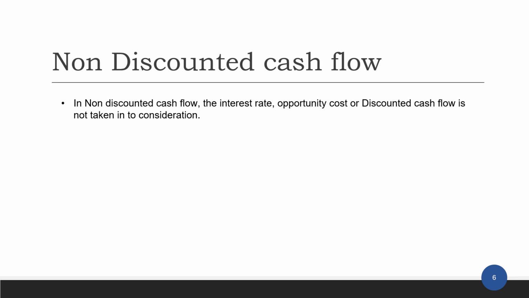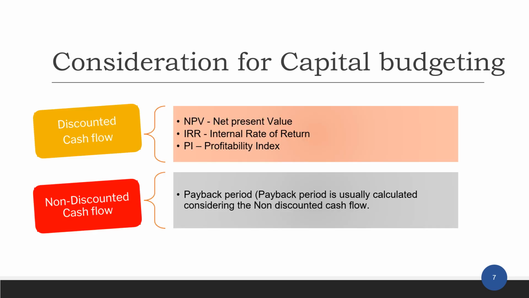Non-discounted cash flow: if we consider this, we will not consider interest rate, opportunity cost or discounted cash. These are not taken into consideration. For capital budgeting, let us take discounted cash flow and non-discounted cash flow. If we consider discounted cash flow, these three, net present value, internal rate of return and profitability index, are considered. Non-discounted cash flow is the payback period, which is usually calculated considering the non-discounted cash flow.